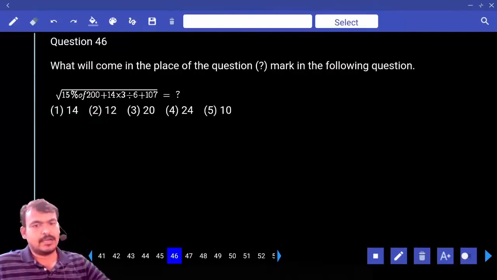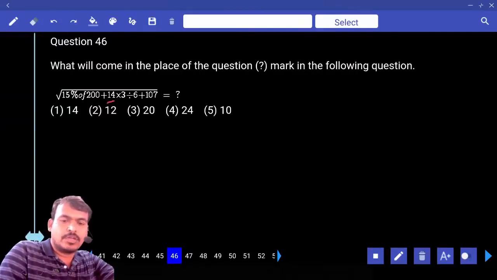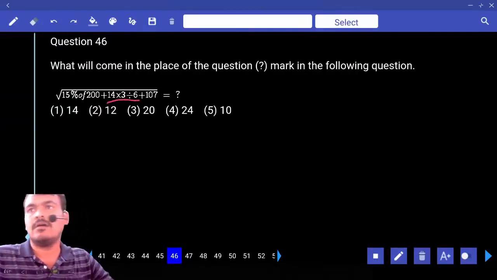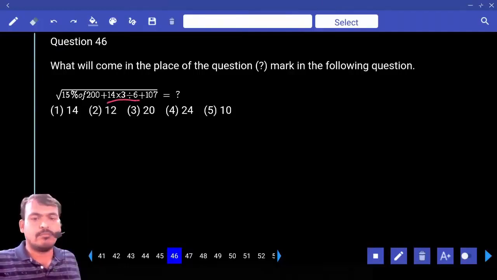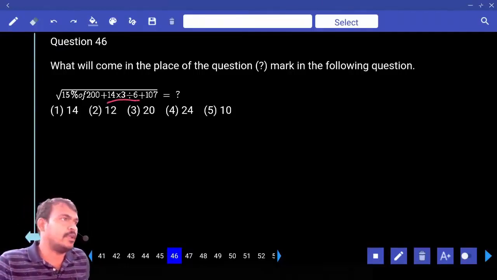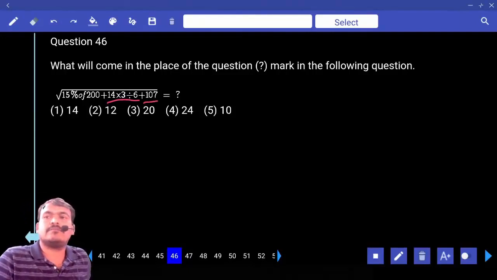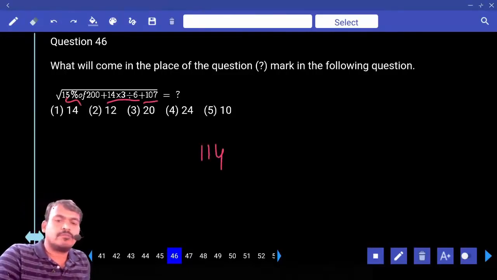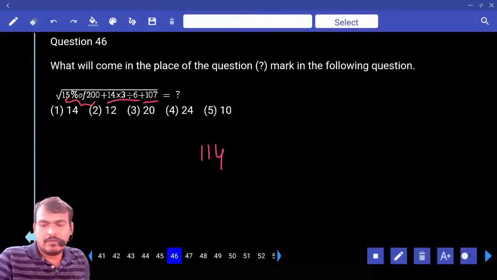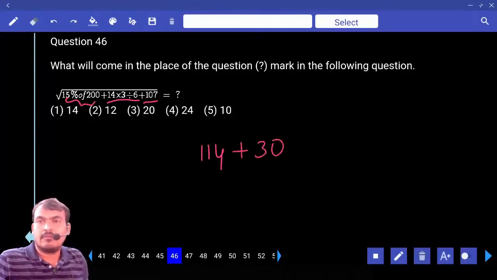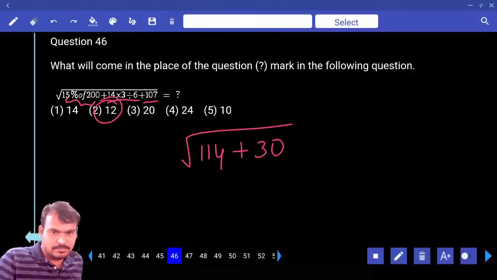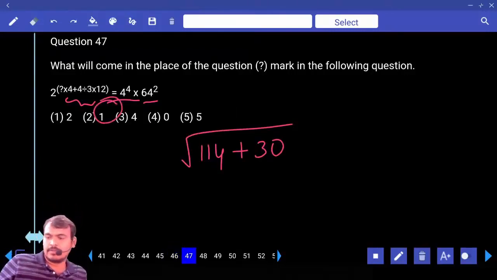First priority, division. 14 into 3, 42 by 6 means 7, or not? 7 plus 107, 114, or not? 15% of 200 is 30. 114 plus 30 is 144. Under root of 144 is 12.